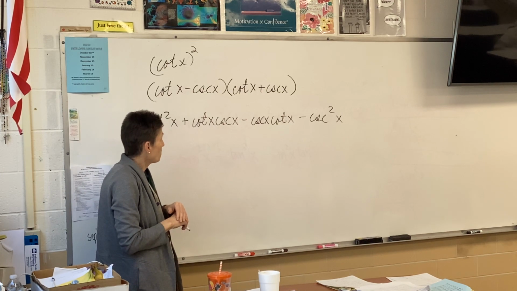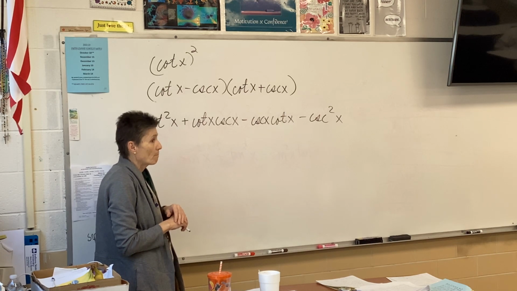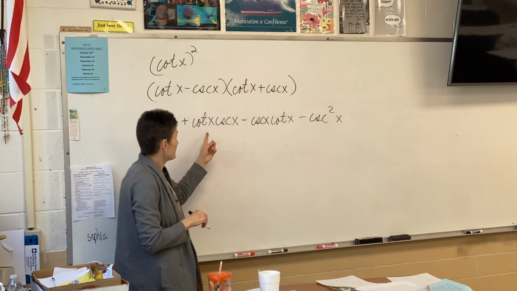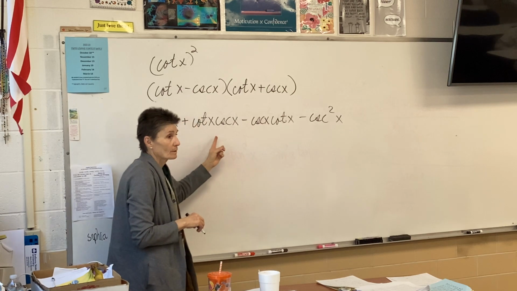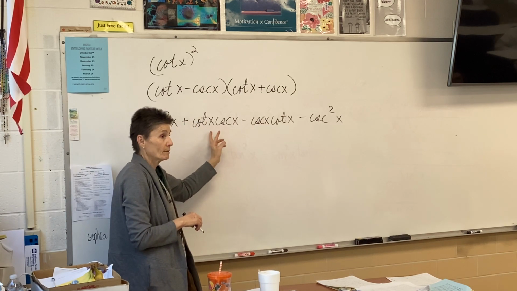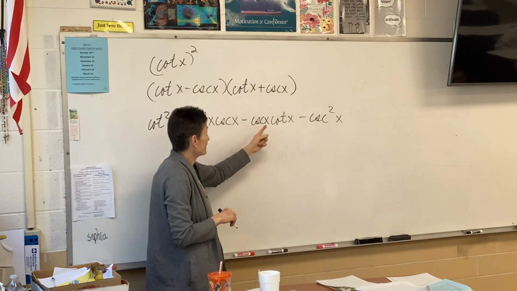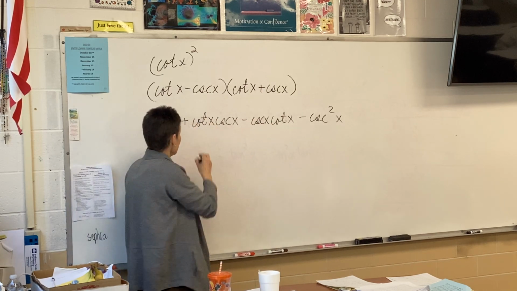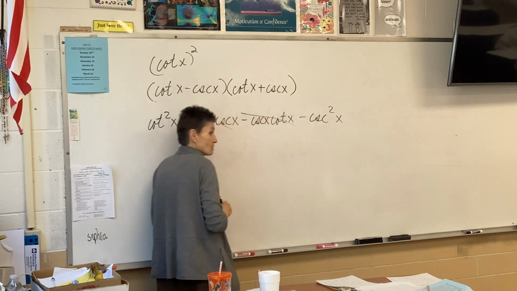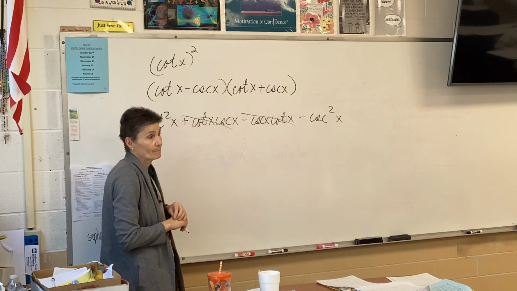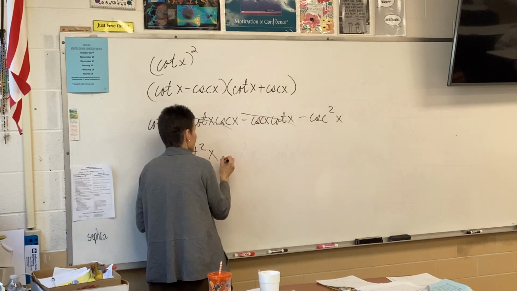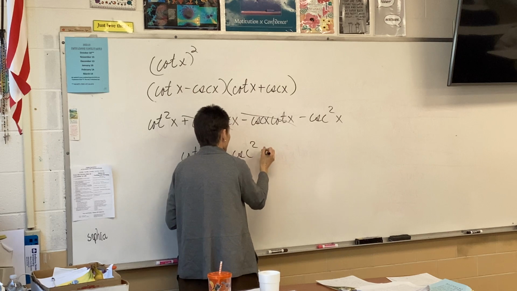Okay, anything happen? Aren't these the same? Yeah. You guys, multiplication's commutative. Cotangent cosecant is the same as cosecant cotangent when you're multiplying them. And that one's positive and that one's negative, so they're gone. So I have cotangent squared minus cosecant squared.